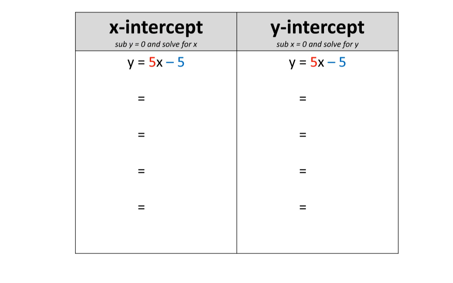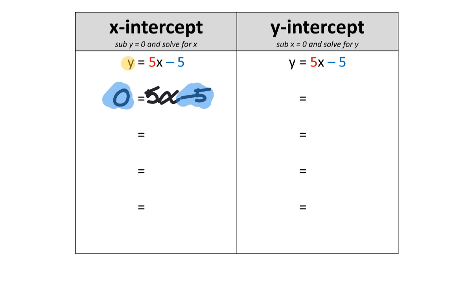Well, what does that mean exactly? We are going to replace the variable of y with the number 0. So over here, y is going to be replaced with the number 0. Everything else stays exactly the same. At this point, you want to look for like terms. Both 0 and -5 are like terms.